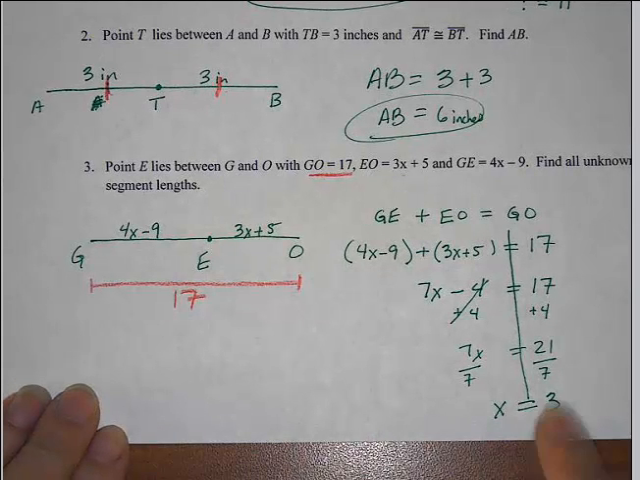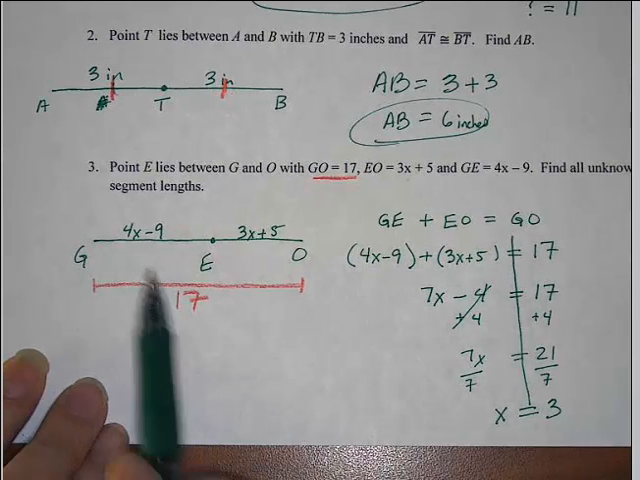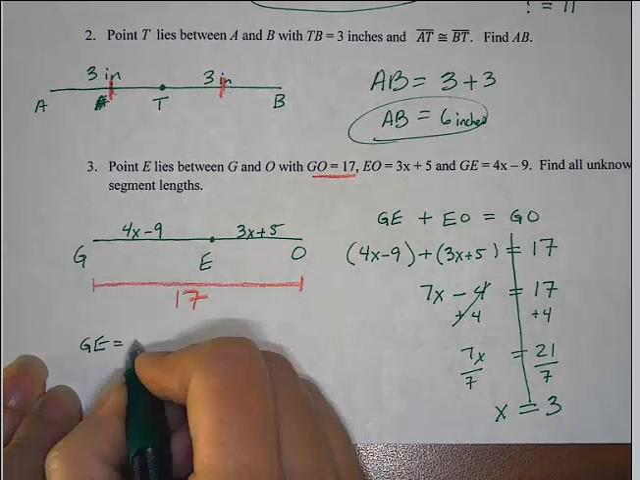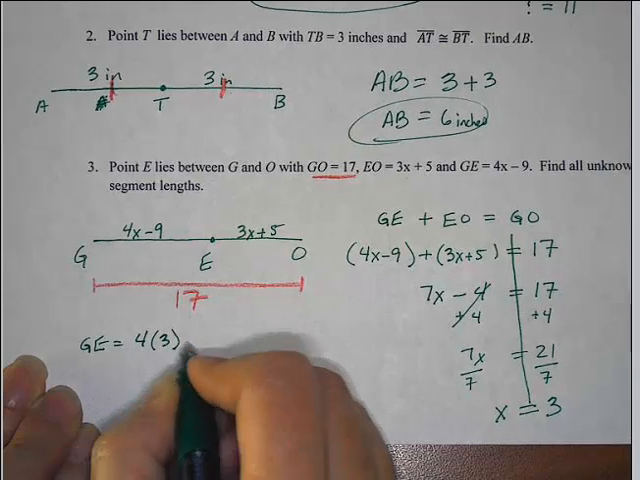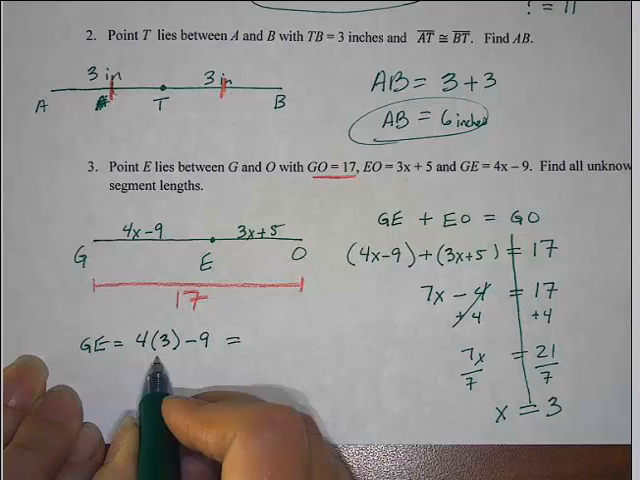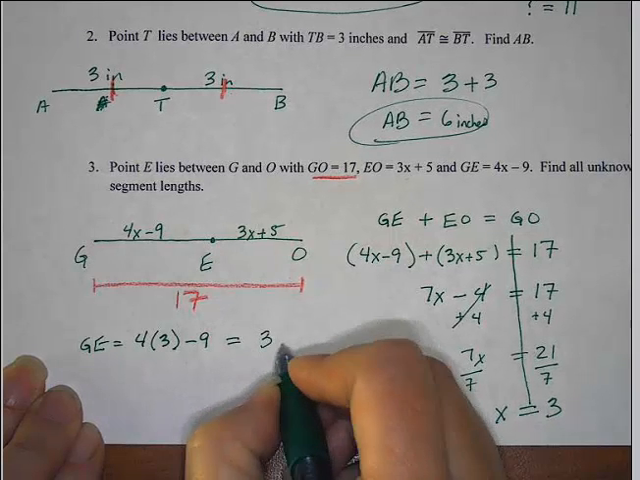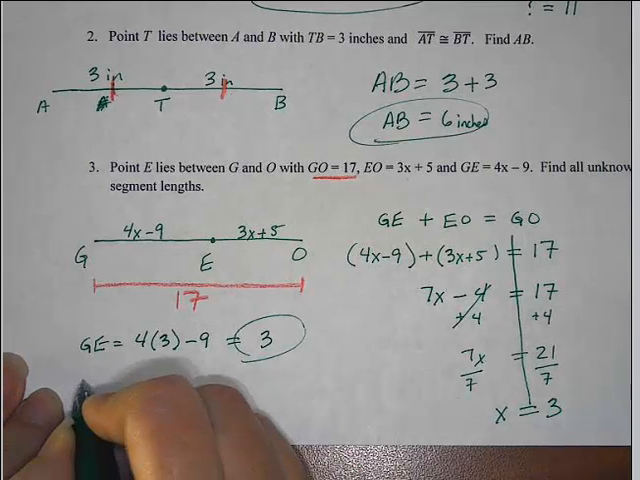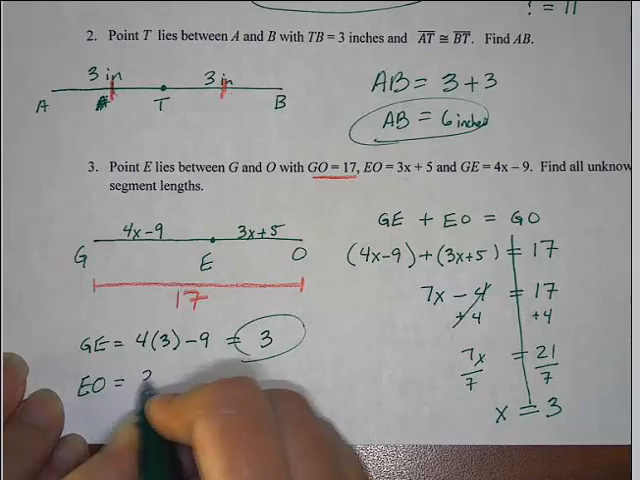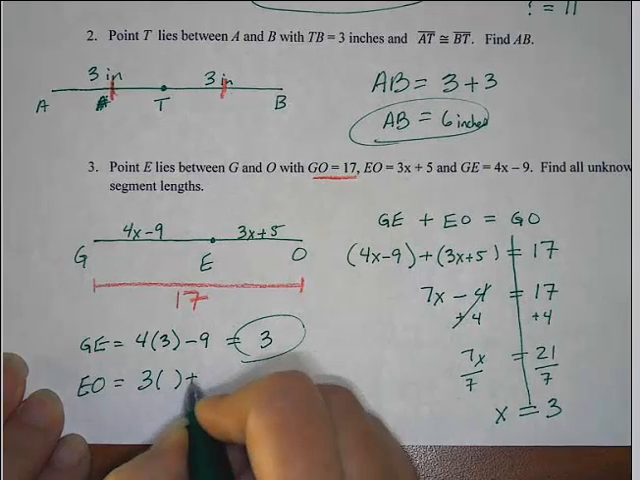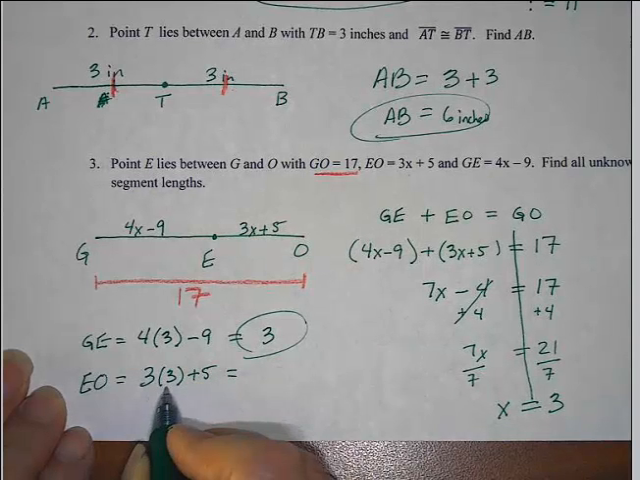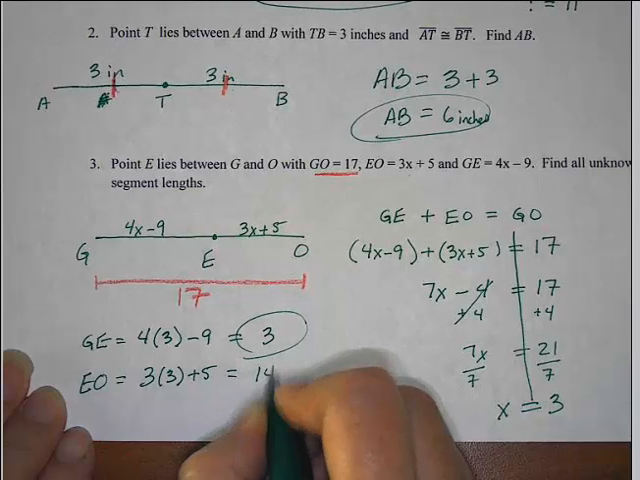Now this is geometry. We don't usually stop with the value of x. We usually need a measurement. So we're going to take that x value and plug it back into our expressions. So let's start with GE. GE was 4x minus 9. So I'm going to make the substitution 4 times 3 minus 9. 4 times 3 is 12, and take away 9 from that, we're looking at 3. So G to E is 3, and then E to O. E to O was our 3x plus 5 expression, and x is now 3, we have found, and so we've got 9 added to 5. 9 plus 5 makes 14 for that total.